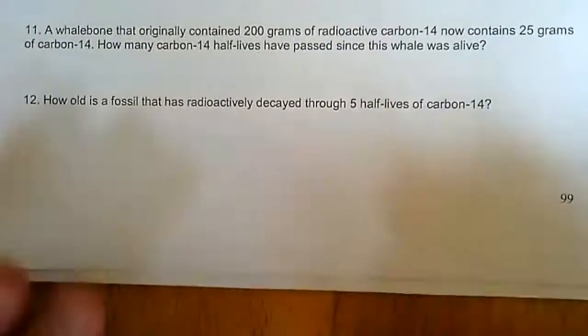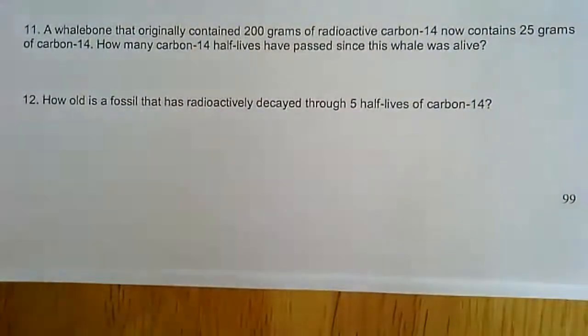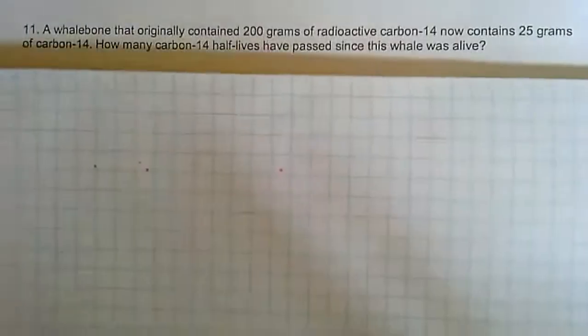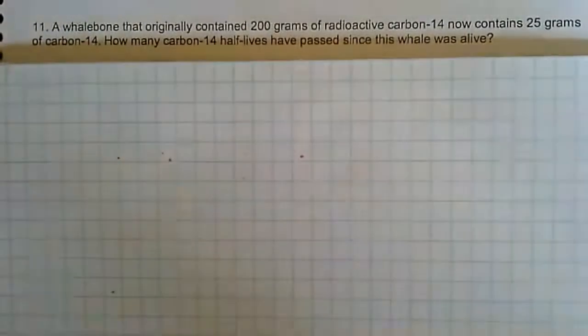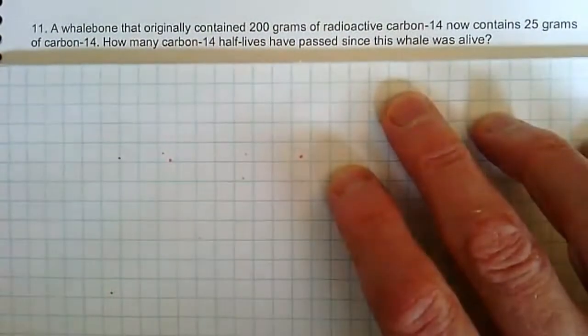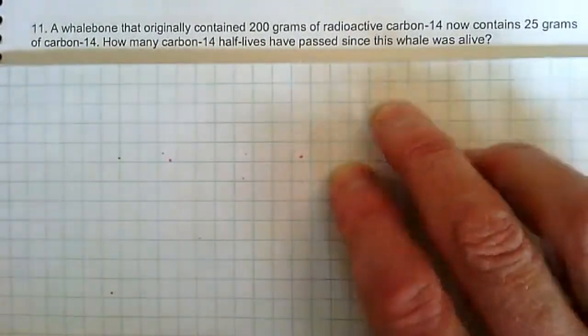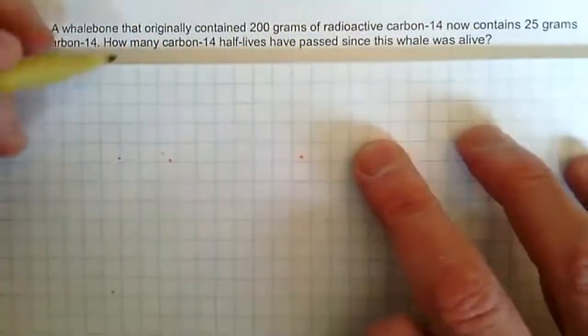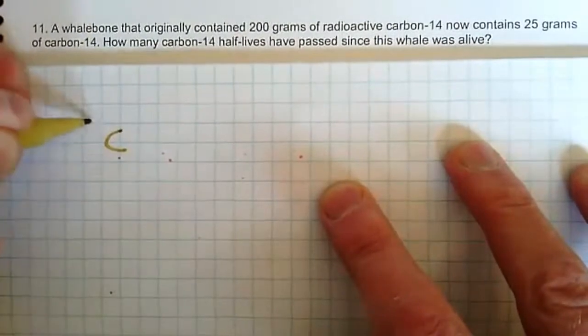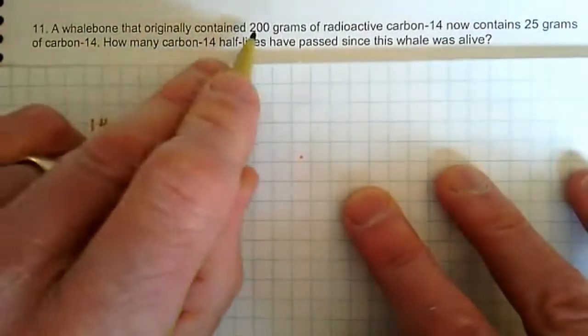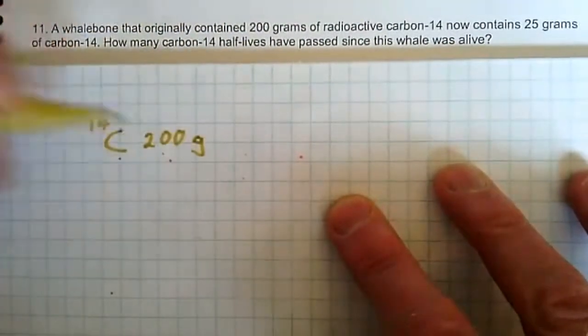11. A whalebone that originally contained 200 grams of radioactive carbon-14 now contains 25 grams of carbon-14. How many carbon-14 half-lives have passed since this whale was alive? So same as before, we can create a diagram that'll help us with this. It doesn't matter whether you're using circles or squares, but in this case, I'm just going to write some numbers down. I've got some carbon-14. It originally contained 200 grams.